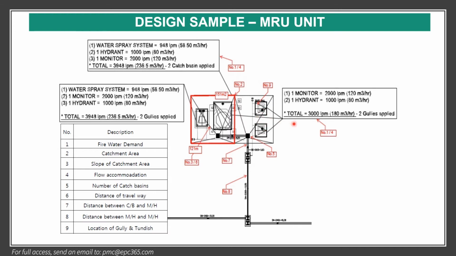And also in this area, there is 1 monitor and 1 hydrant, which is about 200, and based on that 2 gullies were decided to be put here. So all of these, with the slope, go to the catch basin, and catch basin to manhole, and manhole to manhole. So this is the way that the system works.